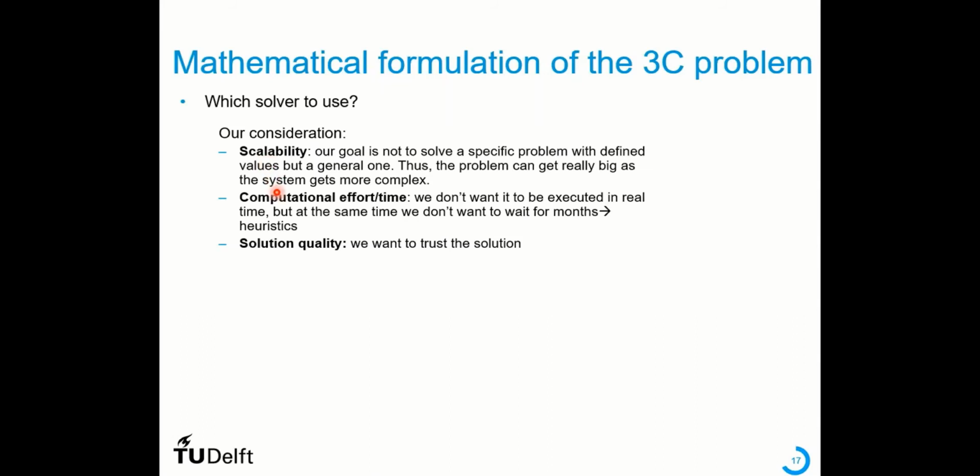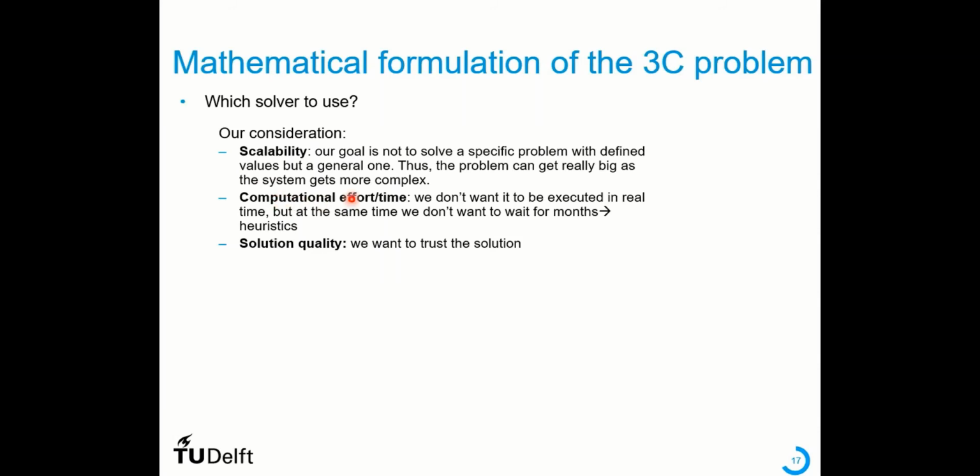Because our goal is not to really solve a specific problem with defined values, but a more general one, because we want our solution to be applicable to any infrastructure system, to bigger networks. So it's not only for that specific network that I showed you. That's called scalability. So maybe you give me a bigger network, and you tell me to solve that network. I should be able to solve that network, regardless of how big it is. Thus, the problem can get really big as the system gets more complex. So this is the first thing, scalability.